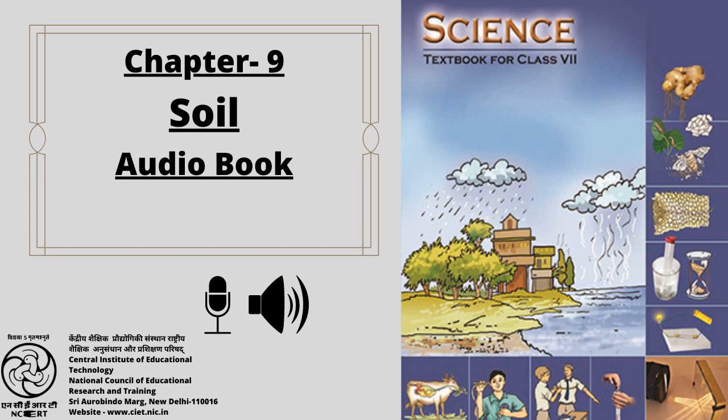Subtract the amount of water left in the measuring cylinder from the amount you started with. This is the amount of water retained by the soil. Record your results in your notebook in the following manner. Weight of soil is equal to 50 gram. Initial volume of water in the measuring cylinder is equal to U milliliter. Final volume of water in the measuring cylinder is equal to V milliliter. Volume of water absorbed by the soil is equal to U minus V milliliter. Weight of water absorbed by the soil is equal to U minus V gram. 1 milliliter of water has weight equal to 1 gram.